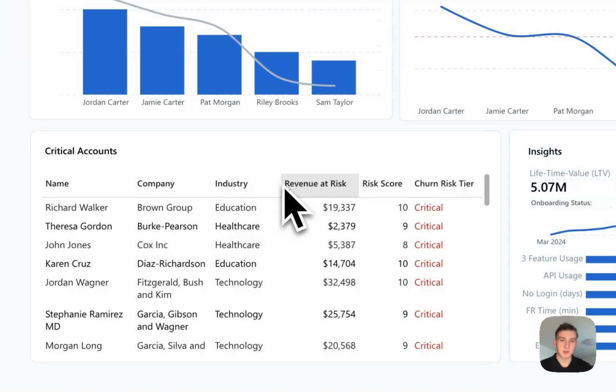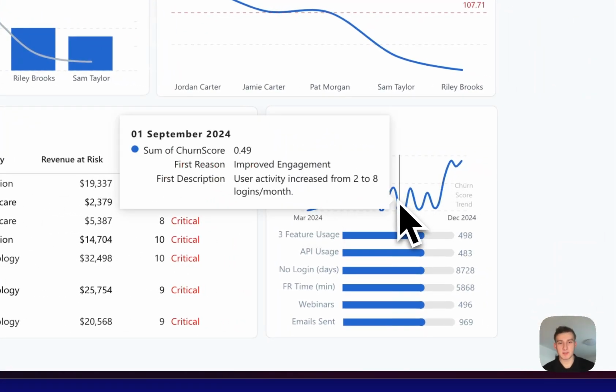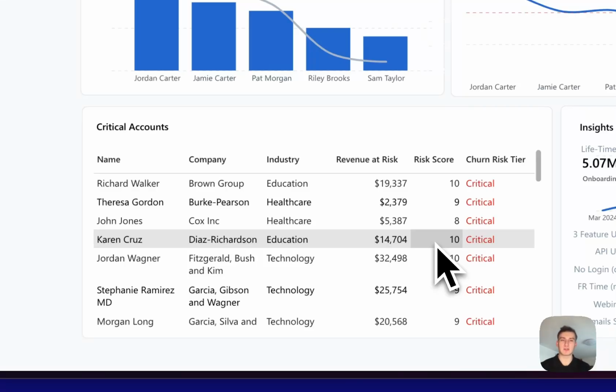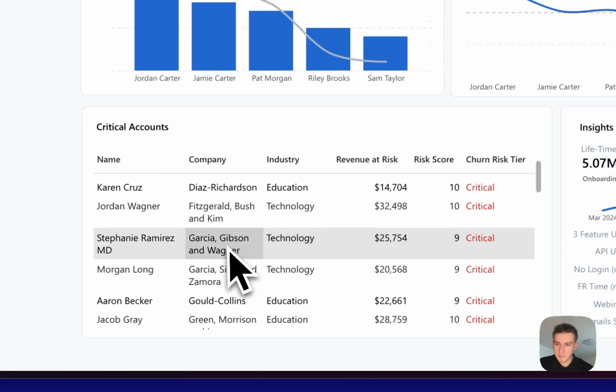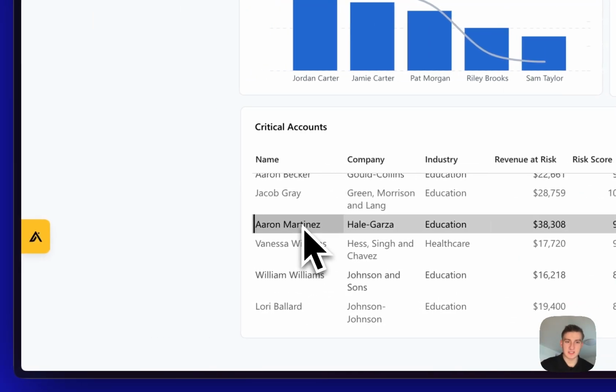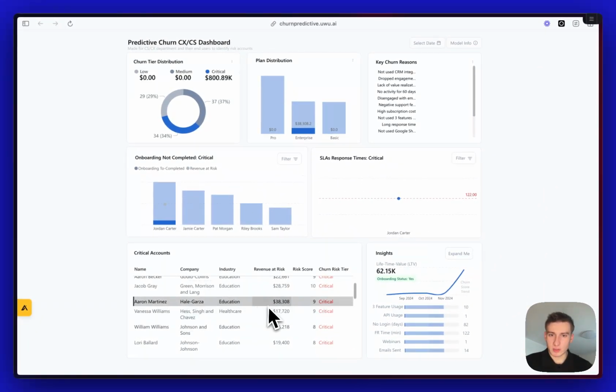And down on the right side, we also have the lifetime value chart, which I'm going to explain to you, and the more detailed metrics. Now, let's say I want to dig deeper into a specific account and intervene and understand why they are more prone to churn. Let me pick one, Aaron Martinez. Revenue at risk is around 40K. Why is his risk score 9? I want to understand that.